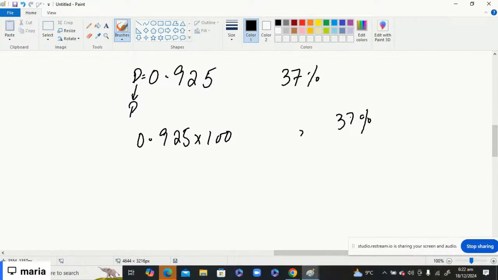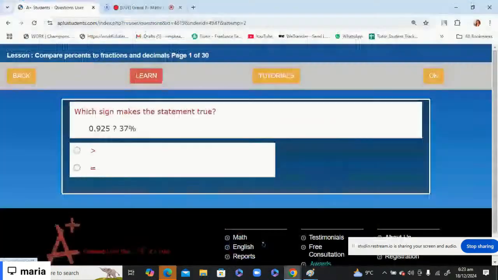So when you multiply the number 0.925, okay, times 100, this is 92.5%, and here is 37%. So which one is greater? 0.925 is greater and 37 is less.